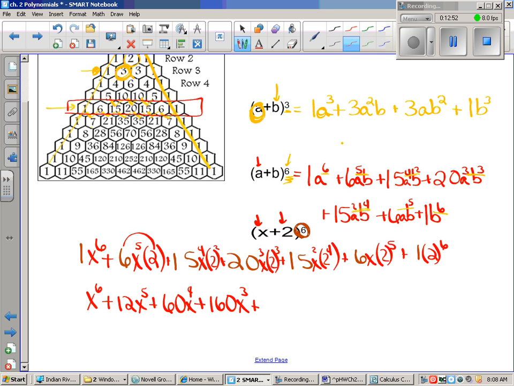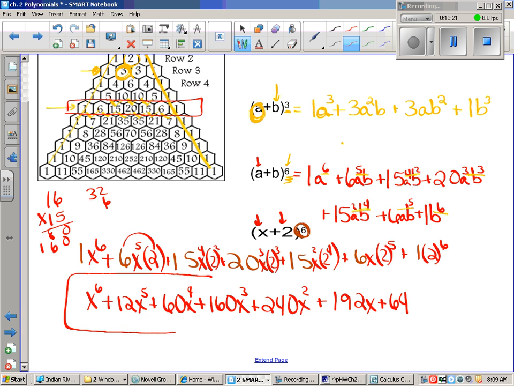The next one is 16 times 15, and I don't know what that is, so I'm going to do that real quick. So I get 240 x squared. And then I have 2 to the 5th, which is 32 times 6, another one I don't know off the top of my head. So that's 192 x, and then 2 to the 6th, which is 64. And so this is what x plus 2 to the 6th power is.